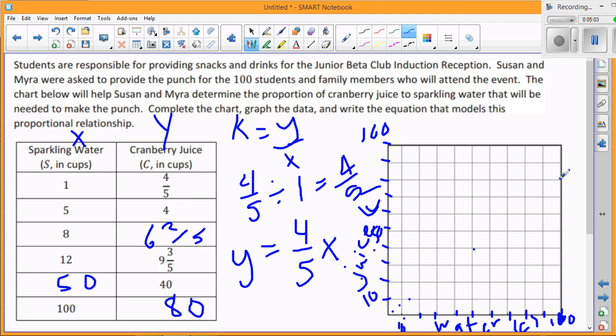So now we have some points on our graph. We can take a straight edge and plot that nice straight line. And we can tell it's a proportional relationship because when we look at it, it starts at the origin and it's a nice straight line.